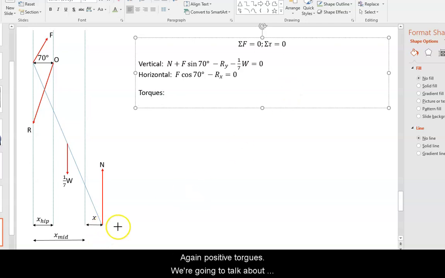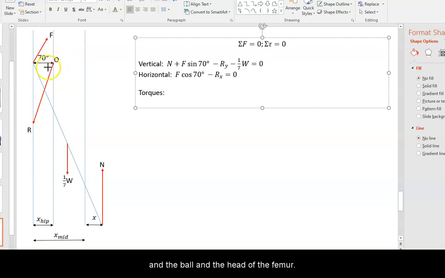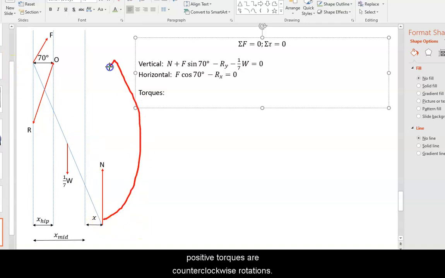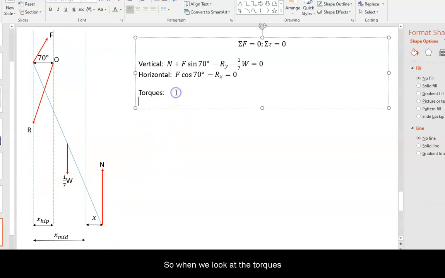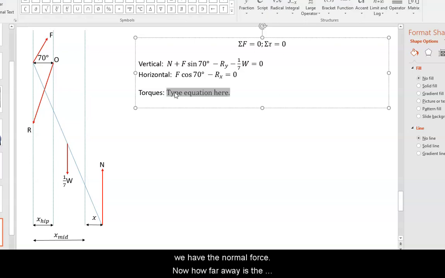Again, positive torques, right? We're going to talk about rotation about this point right here, about the acetabulum and the ball on the head of the femur. And so positive torques are counterclockwise rotations. So the normal force will cause that. The weight is going to cause a clockwise rotation, and F is going to cause a clockwise rotation. So when we look at the torques, we have the normal force.